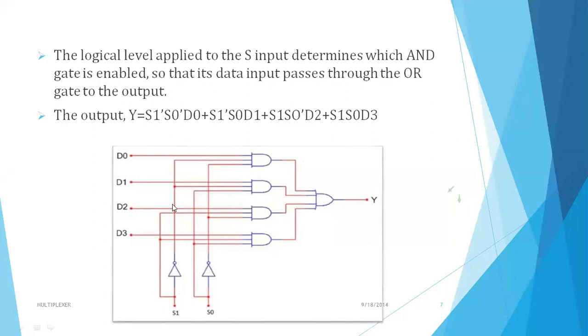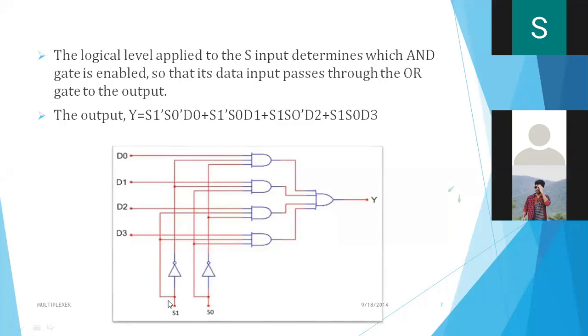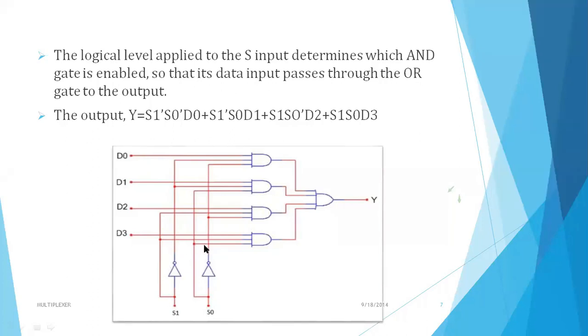And S1 is 1, so 1 into 0 is 0. And S0 is 0, but here the complement value is 1. And S1 value is 1. So 1 into 1 into D2 is nothing but D2. And S0 value is 0, and S1 value is 1. So 1 into anything, 0 into anything is 0. So 0 plus 0 plus D2 plus 0. So Y is equal to D2.